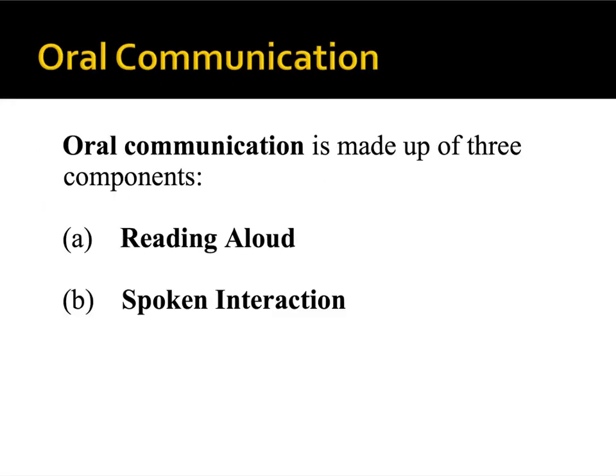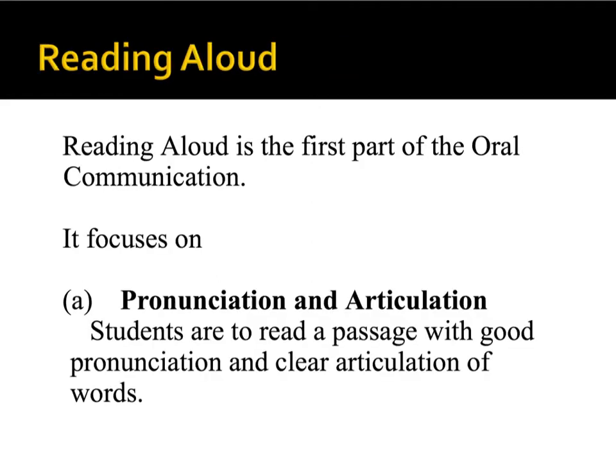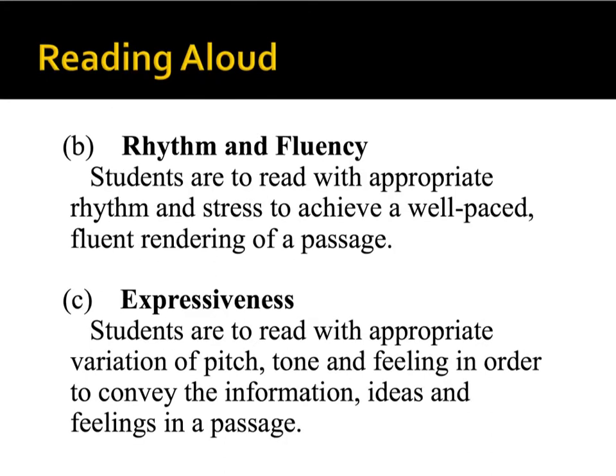Now, for your new syllabus, you will be faced with two components, not three, two: reading aloud and spoken interaction. Today we will be dealing with component A, which is reading aloud. It is the first part of the whole oral exam, and basically you have to be very focused on pronunciation and articulation. You must have good pronunciation and you must clearly pronounce your words. You must have good rhythm and fluency.